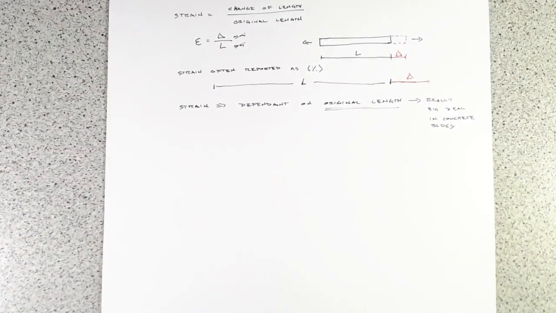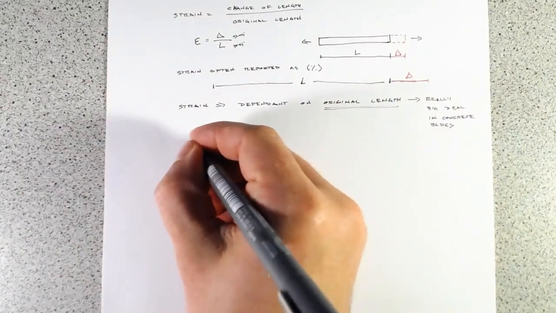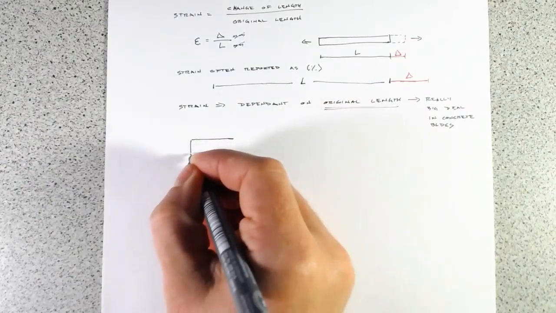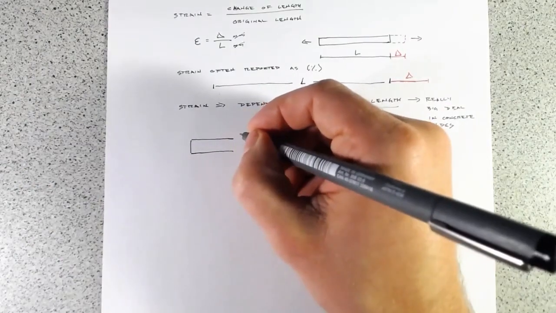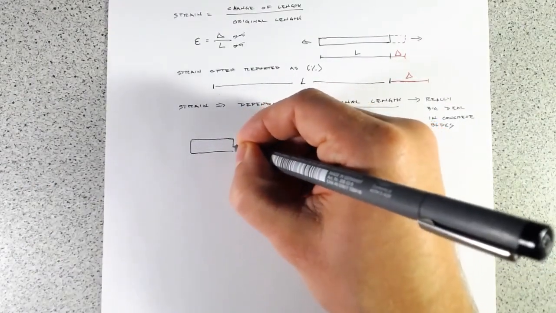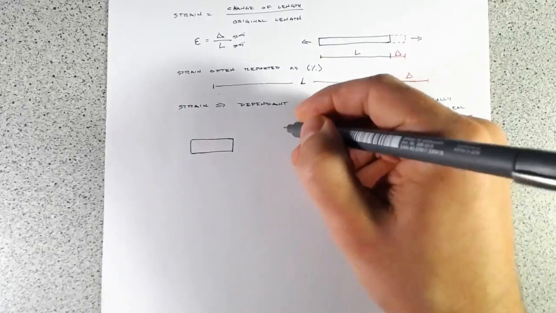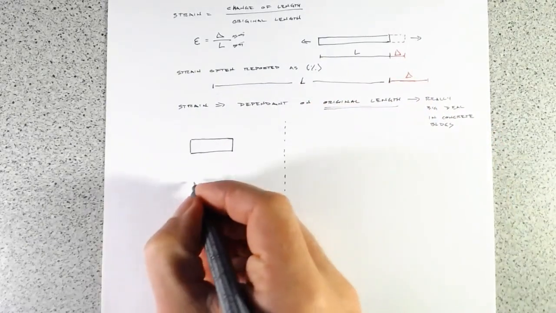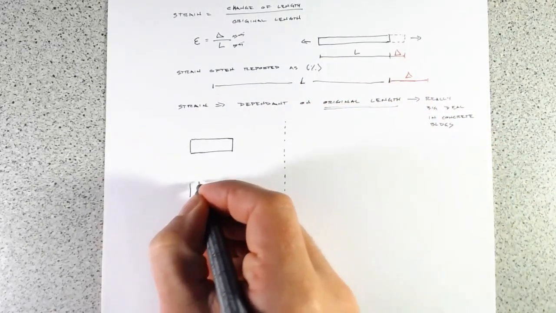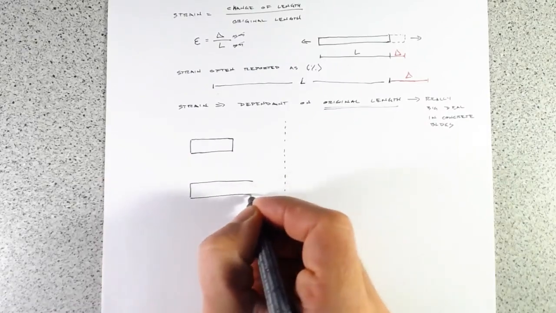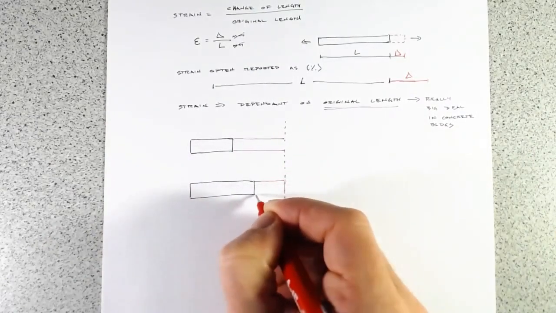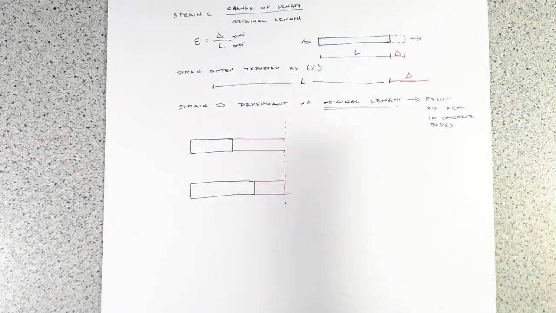So we'll just draw a little diagram. This is really just what I just showed you with the rubber band, where we pull to the same total distance, say we pull to here. So this is our original length, and then this is our delta.